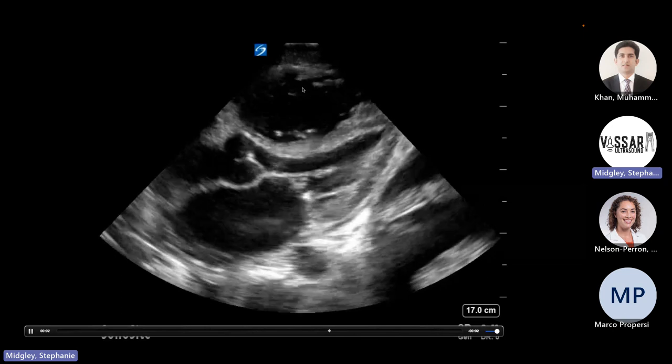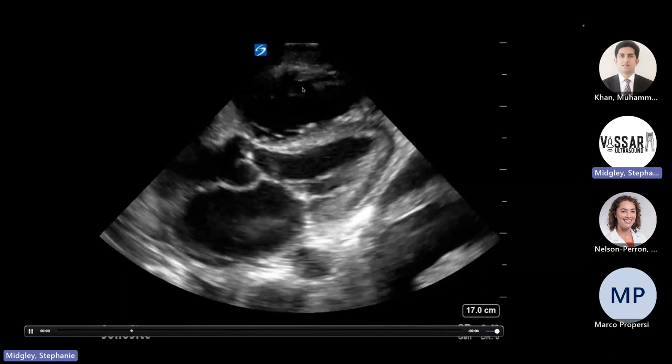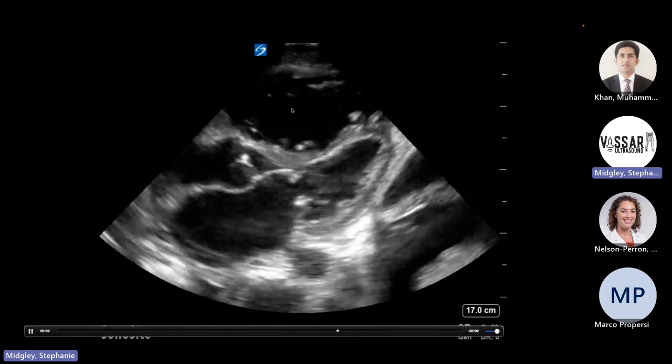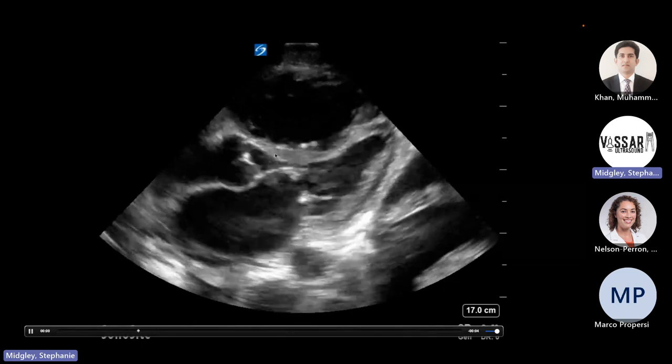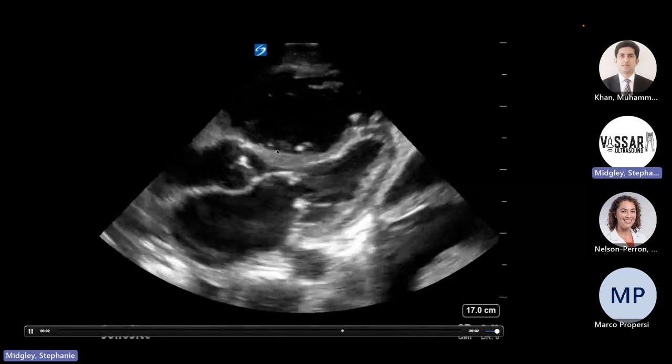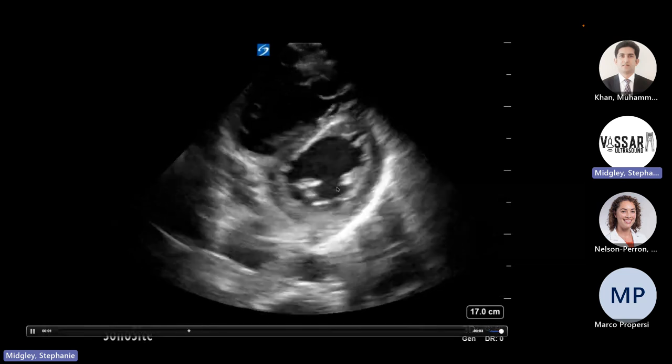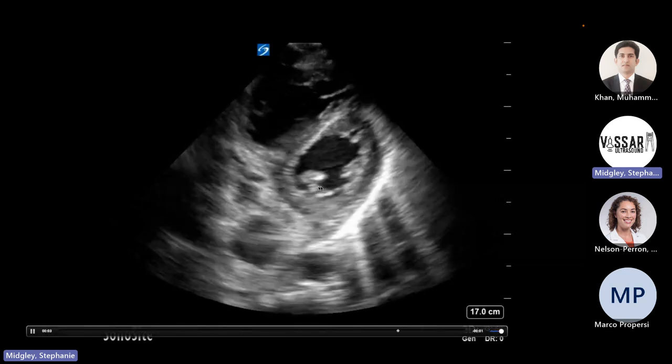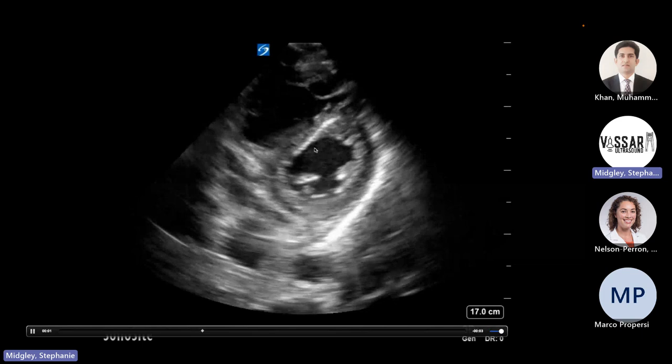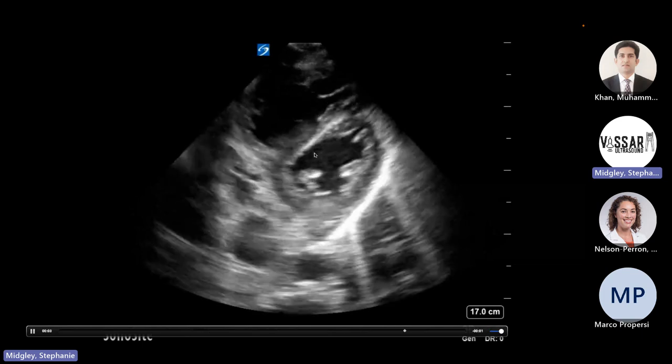The other thing you notice, we talk about the right ventricle should never be bigger than the left. And here you can see the right ventricle is huge. The septum is also bowing into, this is the same heart in short axis. Here's my left ventricle. The septum is bowing into my left heart.